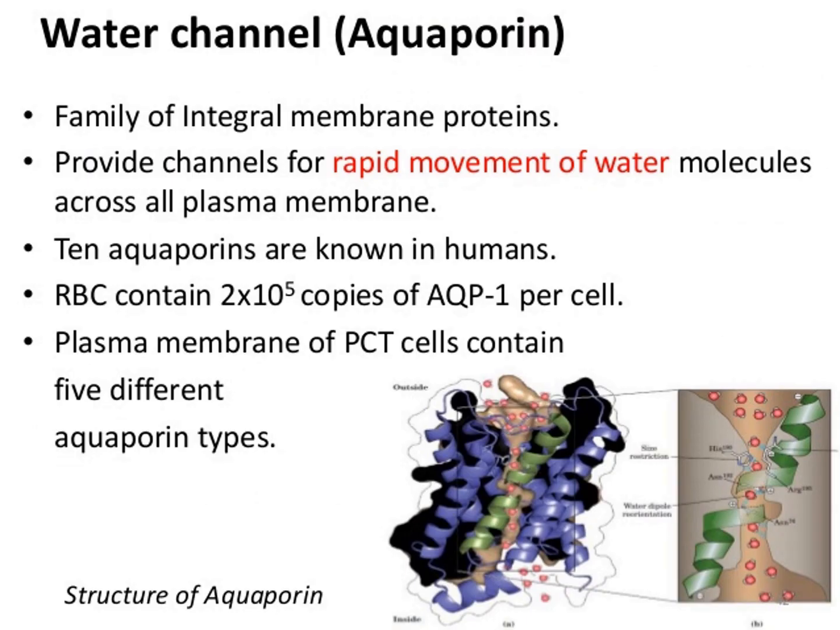Aquaporin is a very important 2-mark question. Frequently it is not asked, but they may ask. It is a family of integral membrane proteins that allow rapid movement of water molecules across the plasma membrane, and 10 aquaporins are found in humans. With RBC, I have given the copies. The plasma membrane of the PCT contains 5 different aquaporin types. So for a 2-mark question, this is more than enough.